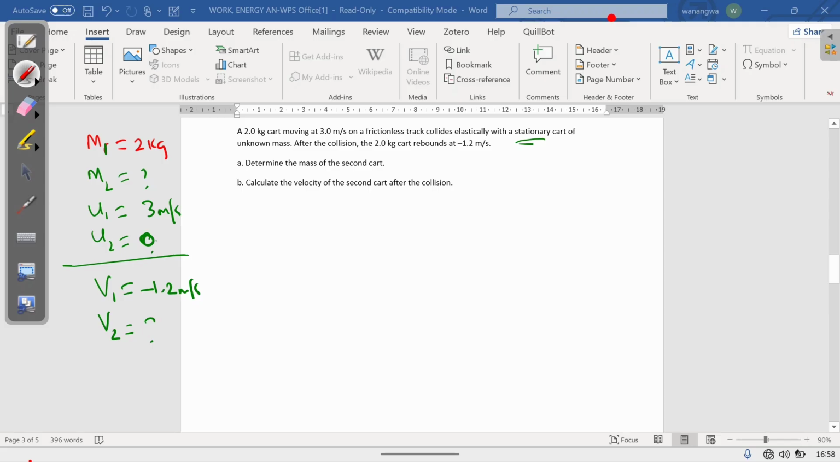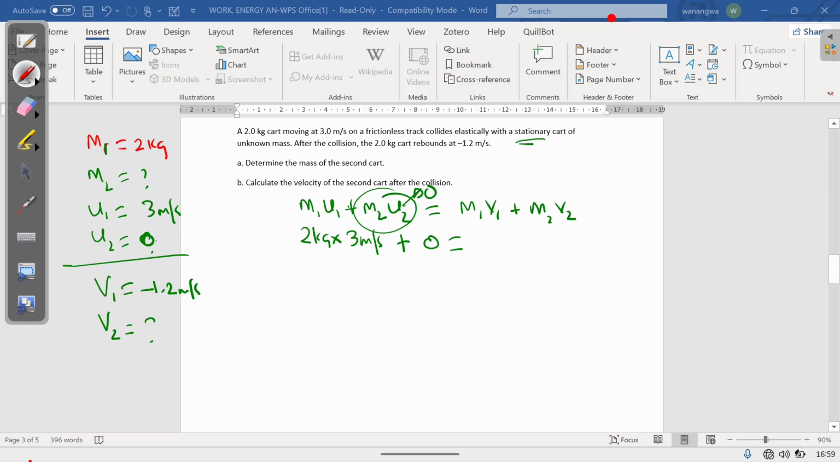Let's write an expression for the law of conservation of momentum. So, it will be m1 times u1 plus m2 times u2 equals m1 times v1 plus m2 times v2. All right, so what are we given? We're given mass of number one, 2 kg multiplied by 3 meters per second, plus this thing right here becomes what? 0, because this thing is stationary.